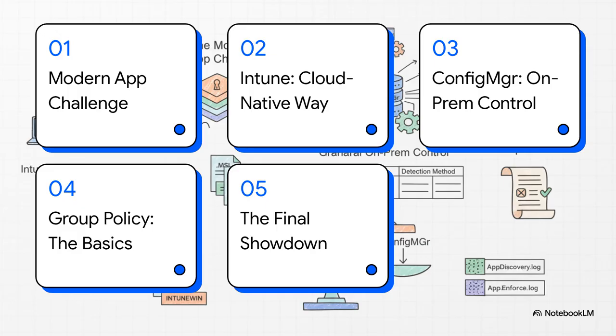So, here's our game plan. First, we'll break down the challenge we're all up against in today's world. Then, we'll introduce our contenders: Intune, the new cloud-native champ; Configuration Manager, the powerhouse for on-prem control; and of course, the old reliable group policy. We're going to wrap it all up with a final showdown to help you decide which tool to grab from your IT toolbox for any job.